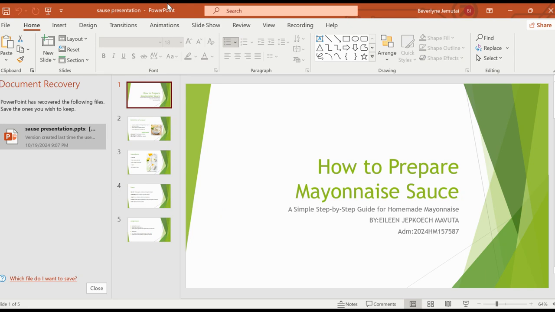Our learning outcome: by the end of the session, the learner should be able to explain the meaning of a sauce, state the types of sauces and its uses, list down ingredients used in preparing mayonnaise sauce, and the steps used when making mayonnaise.